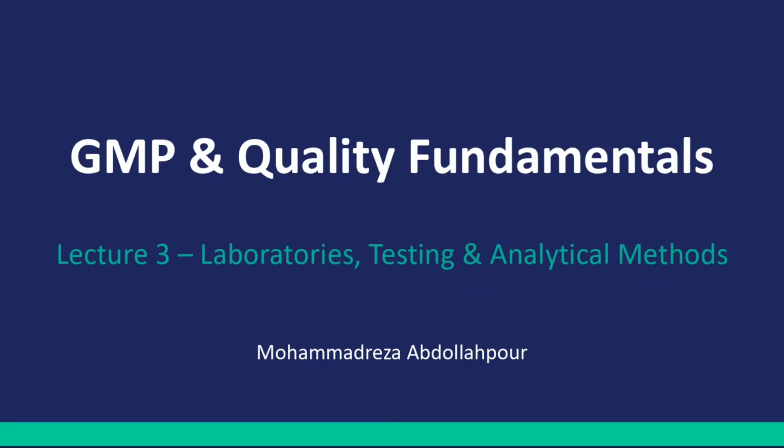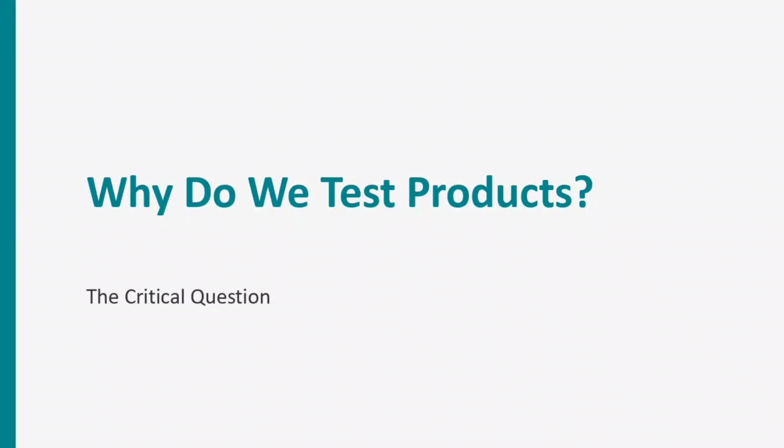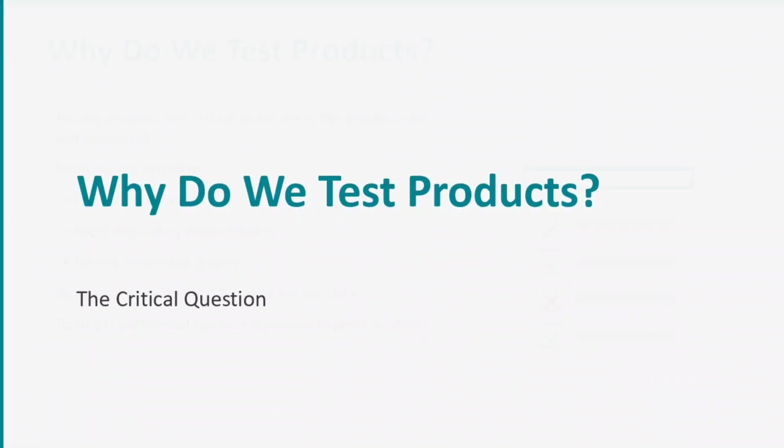In Lecture 2, we discussed GMP principles, standard operating procedures, documentation practices, deviations, and audits. In this lecture, we move into the laboratory environment. We will focus on testing, analytical methods, data, and results. This is the stage where quality control becomes practical and highly visible.